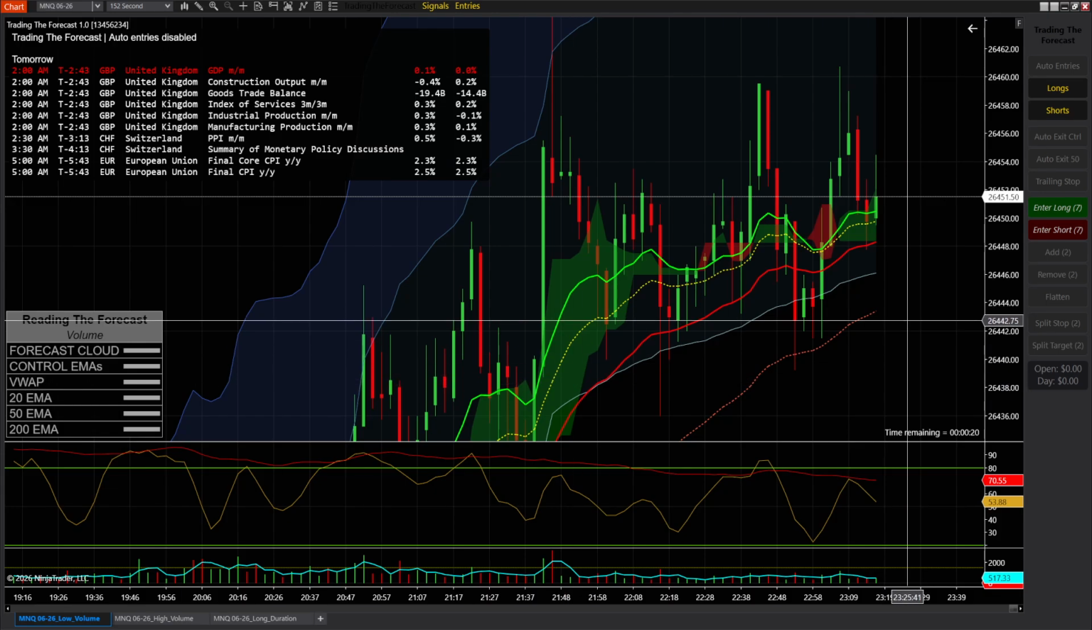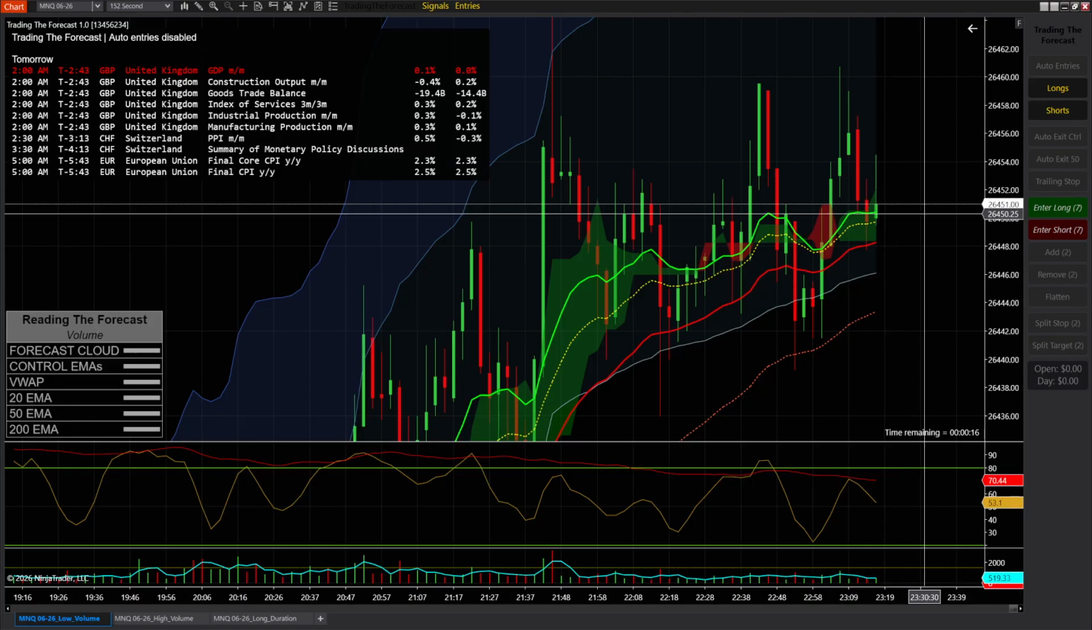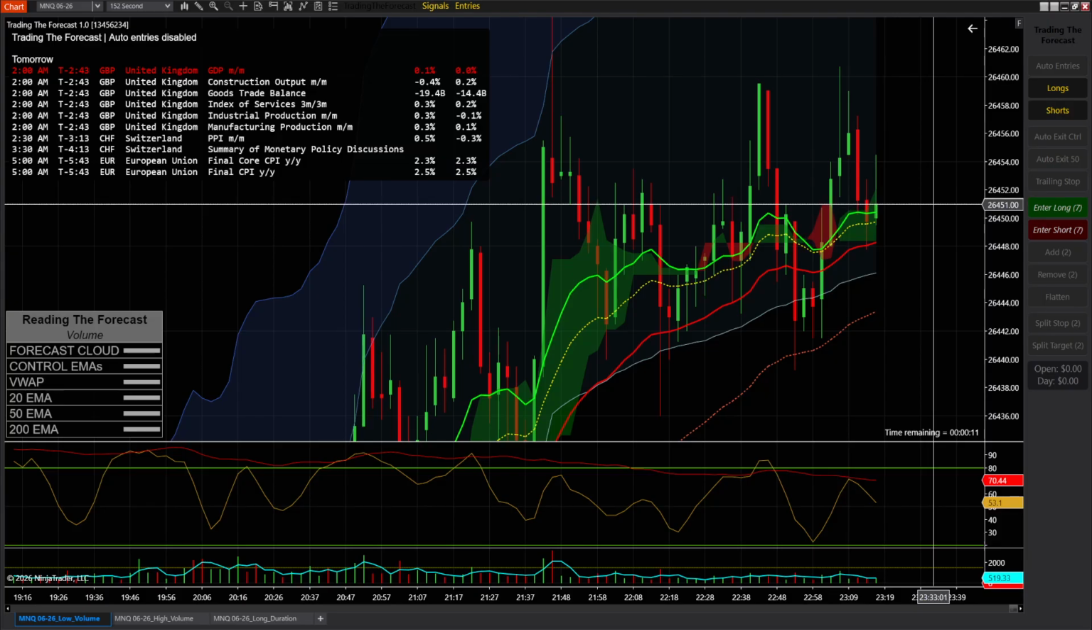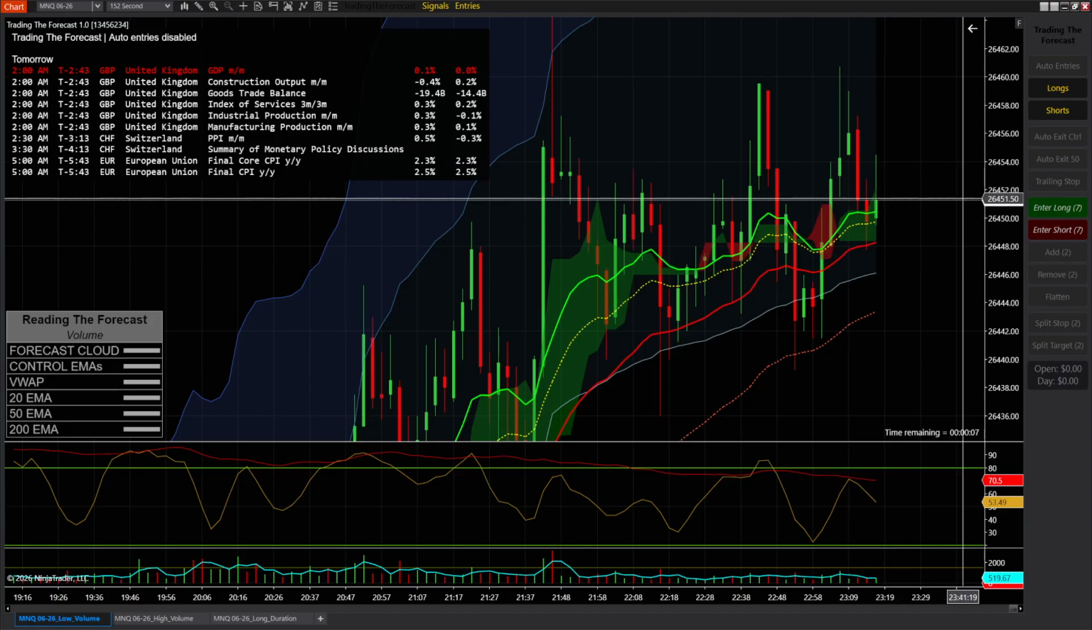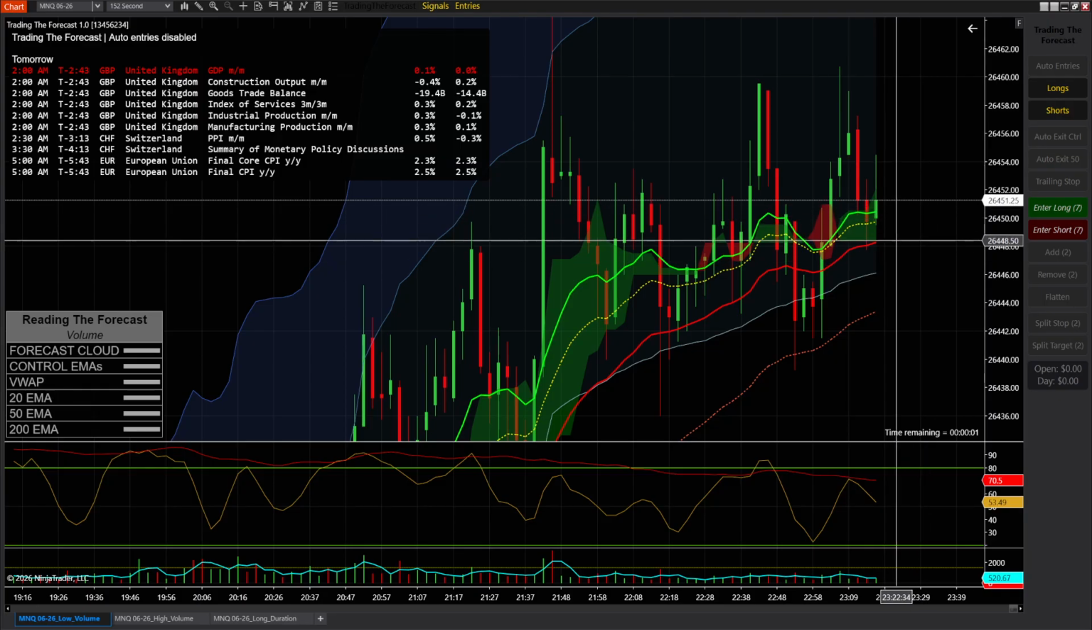So your price action is where your price is. This line right here is where your price is. This is called the price line. This is your price line. So right now price is 26,451 and 25 cents.